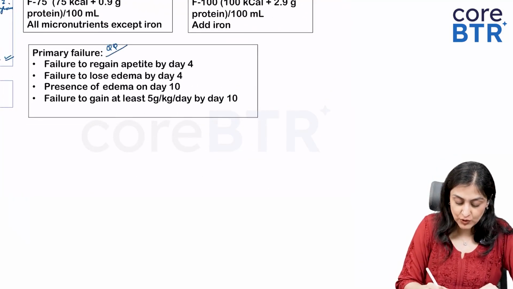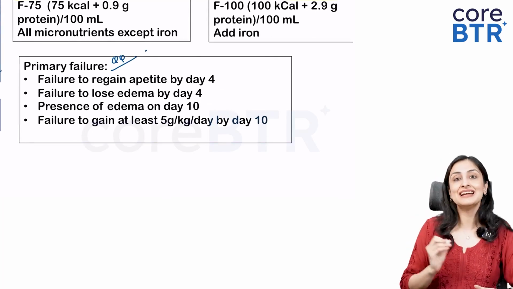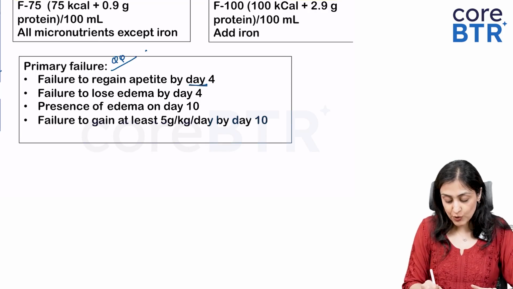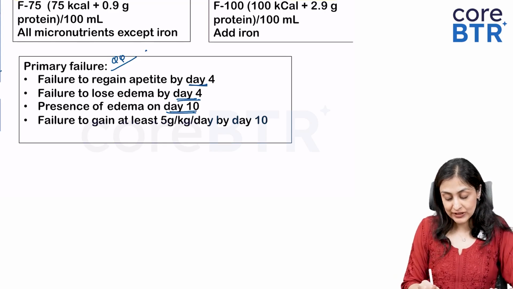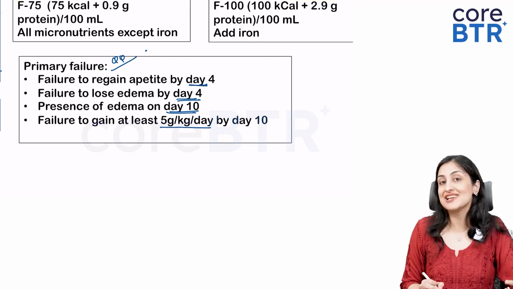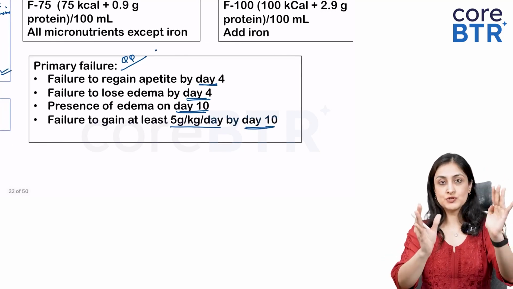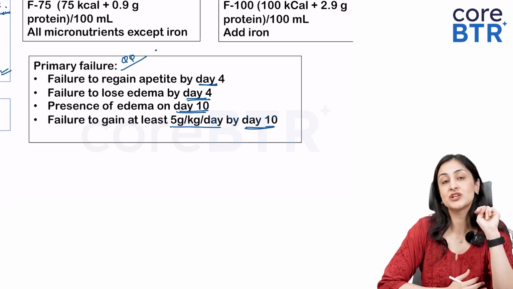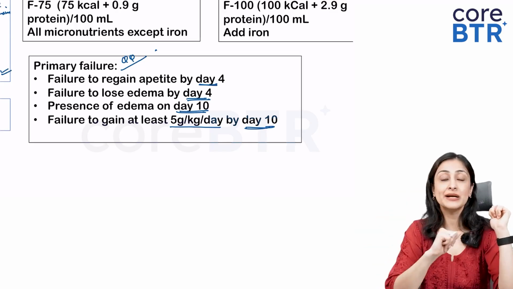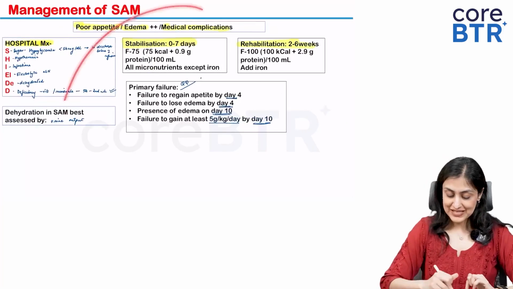What is the definition or criteria of primary failure? So first, the baby has not regained appetite by day 4 or not started to lose edema by day 4, or any edema on day 10 is abnormal, or you have not gained 5 gram per kg per day by day 10. Alright, so we assess at two time points, day 4 and day 10. So remember this: no appetite regain, not starting to lose edema, any edema at day 10, 5 gram per kg per day by day 10. Right, so this is about SAM.